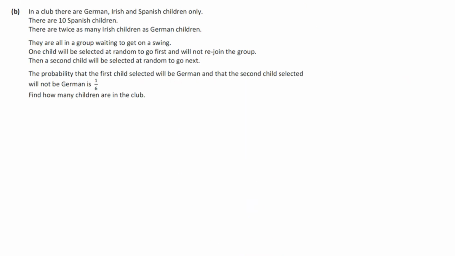So part B. In a club, there are German, Irish and Spanish children only. There are 10 Spanish children. So I'm going to try set this up in a way that helps me. So I have German, Irish, and we have Spanish. And there are 10 Spanish students.